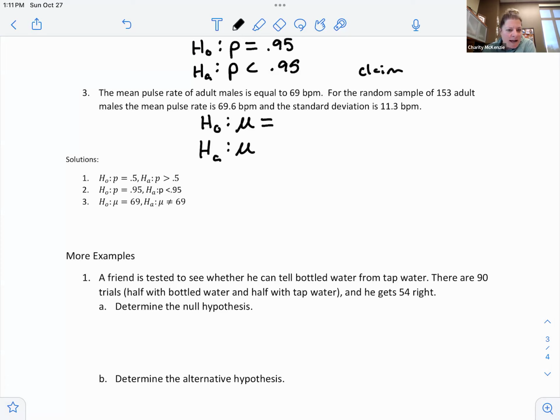And then for this one, I want to say the mean pulse rate of adults is equal to 69. So the claim is right here. This is our claim. So we would then have not equal to 69 as your alternative, because if we have equal, then the only other option is not equal. It's a two-tailed test. I don't know which way I go. Okay, and fix this to be not equal here.